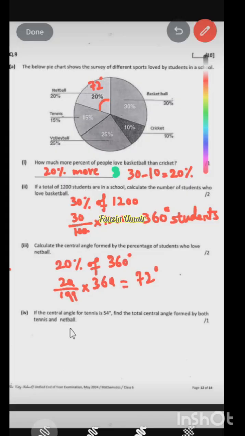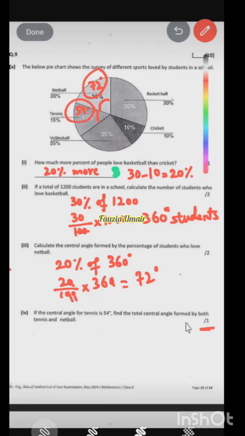Now they're saying if the central angle of tennis is 54 degrees, we need to find out the angle formed by tennis and netball. Where is tennis? Tennis is here. How much is the angle of tennis and netball? We calculated this in the previous part, and they have told us this. This is a 1 mark question. Just add the two numbers.